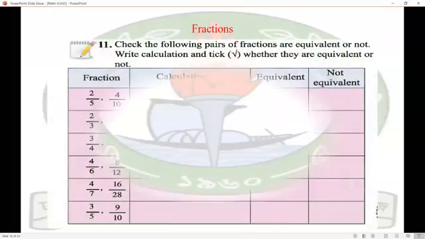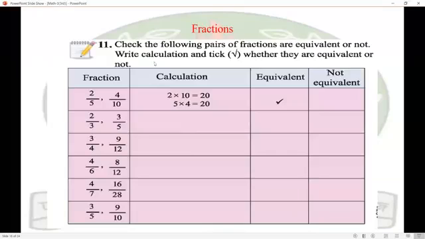So next math: check whether the following pairs of fractions are equivalent or not. If they are equivalent, you have to tick mark equivalent; if they are not equivalent, you have to tick mark not equivalent. There are two fractions in the first box: 2 by 5 and 4 by 10. They are equivalent. So we have to solve in this way.